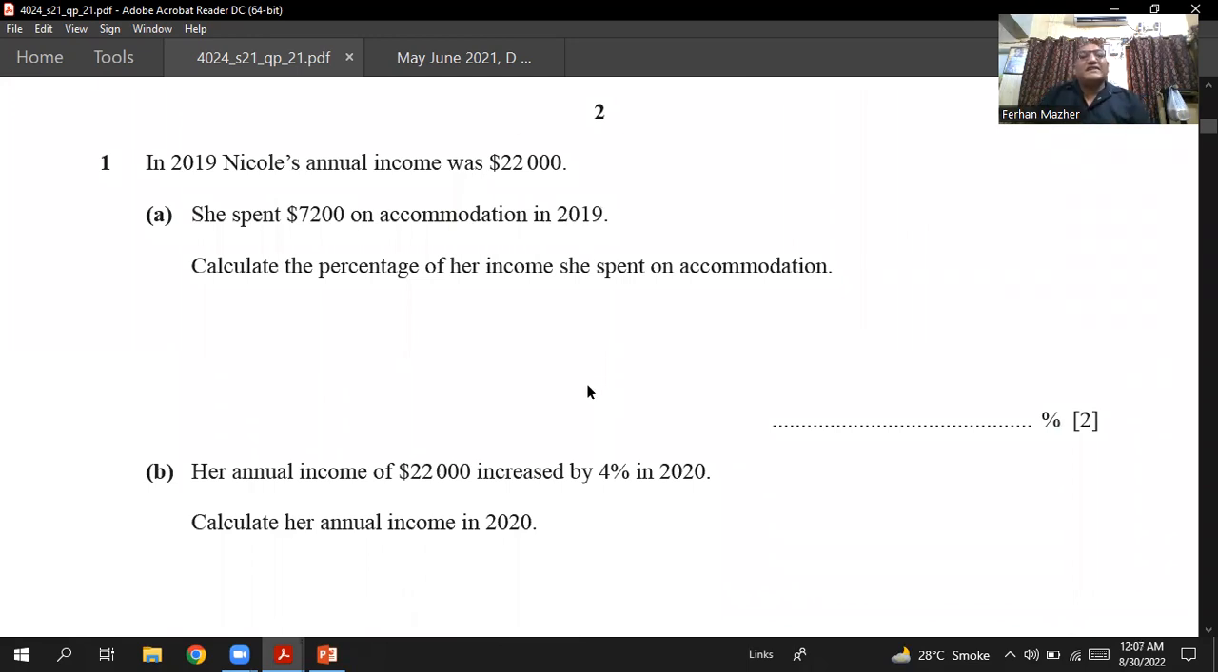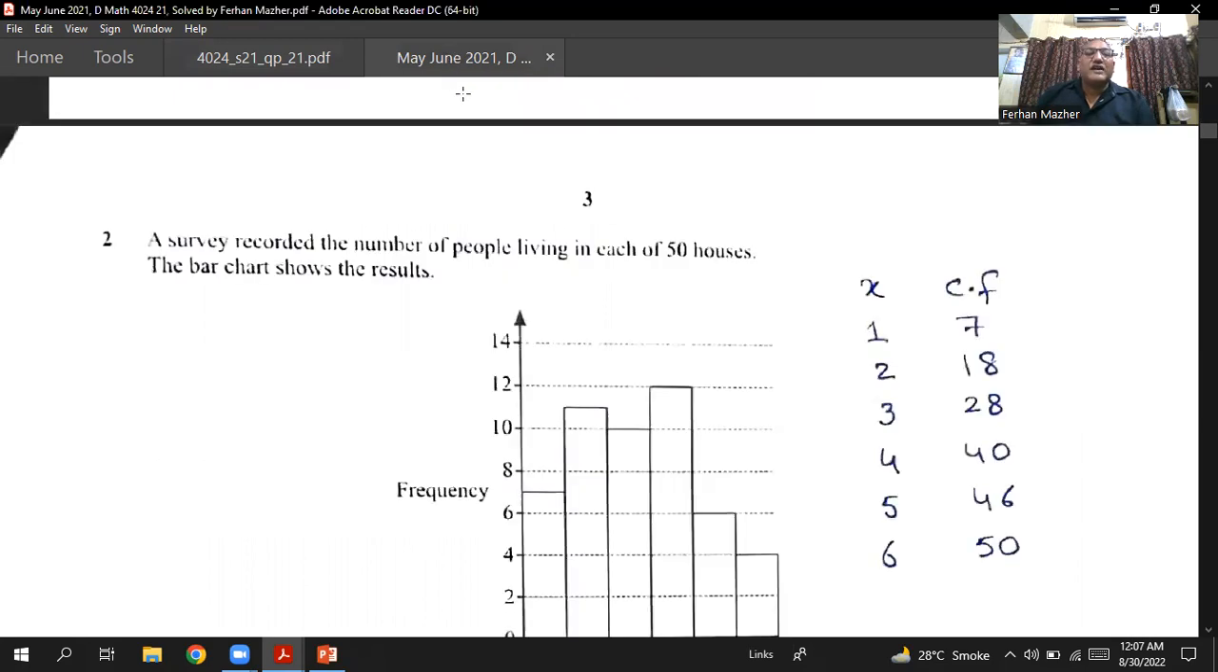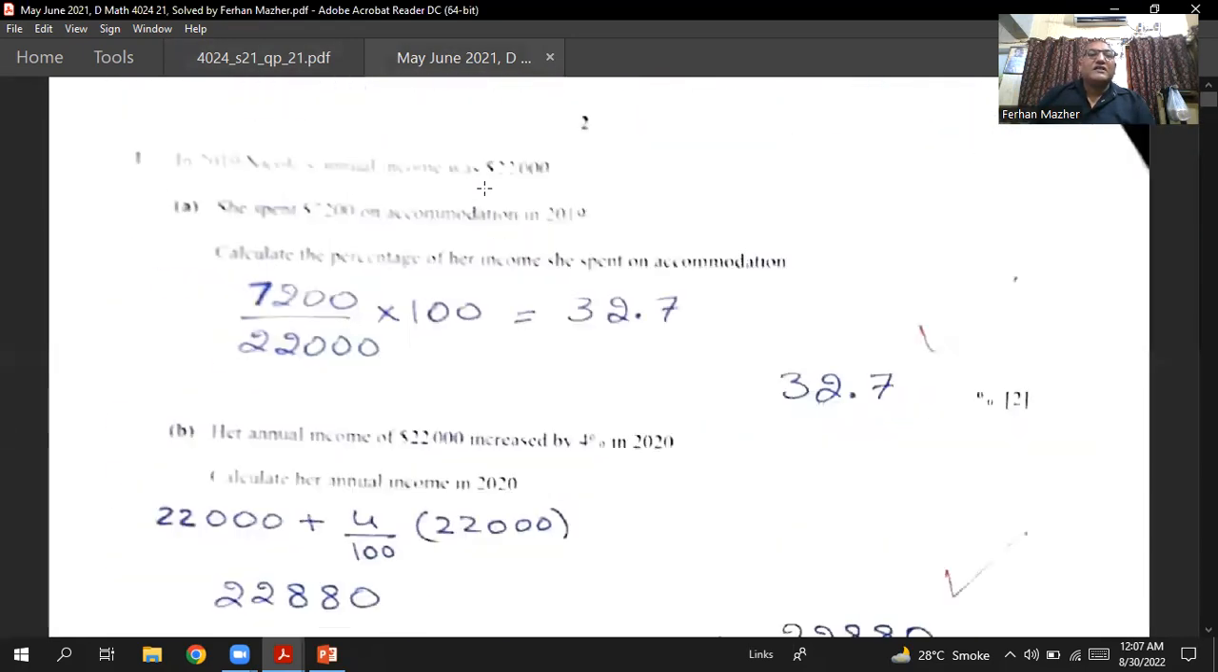Okay, in 2019, Nicole's annual income was $22,000. She spent $7,200 on accommodation in 2019. Calculate the percentage of her income she spent on accommodation. So the money she spent is 7,200 divided by the total income, that's 22,000. Sorry, I said 72,000. 7,200 divided by 22,000 and multiply with 100. It's a 2 mark question, and you will find the answer.